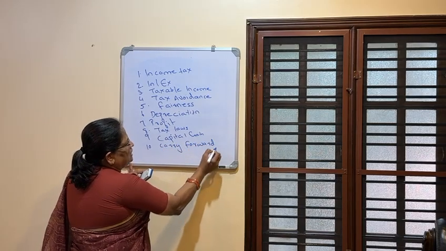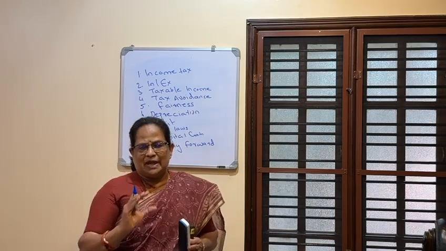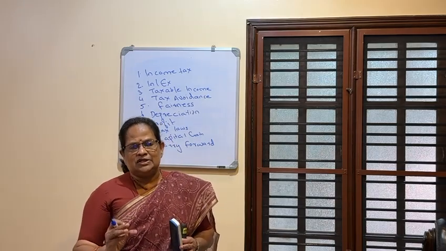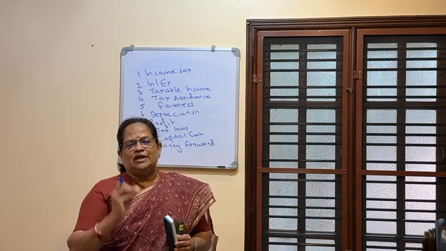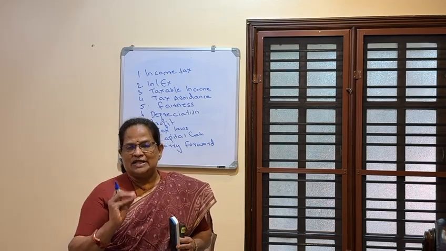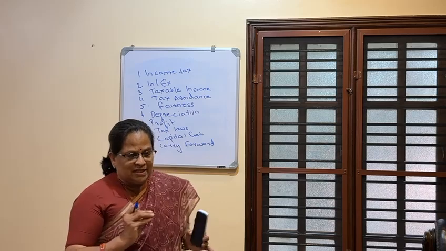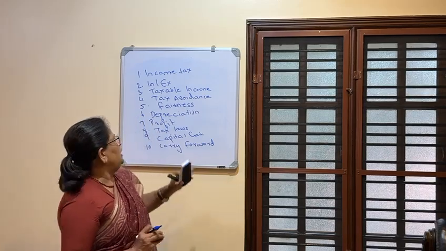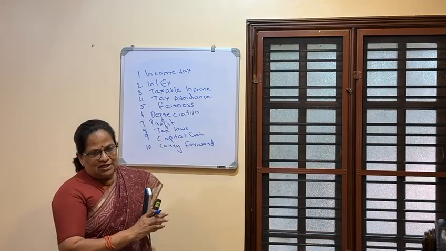I told you that when long-term and short-term capital gain or long-term capital loss and short-term capital loss are distinguished properly, then only we can assign the correct rules for carry forward and set off of losses. So these are the reasons for distinction between capital and revenue for income tax purposes. We have learned 10 points.